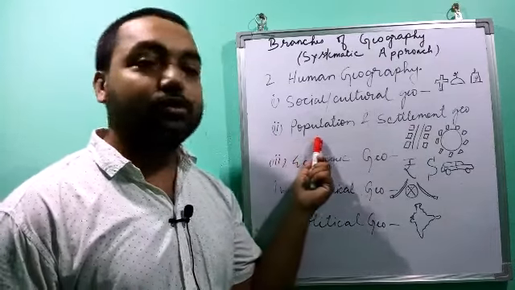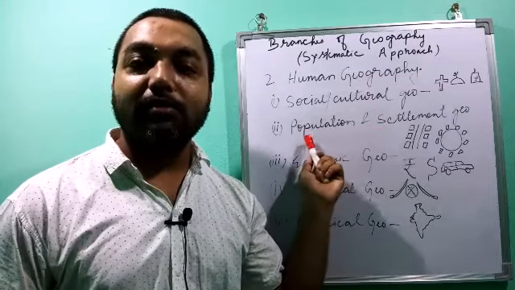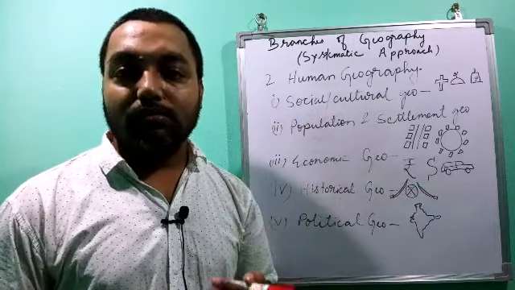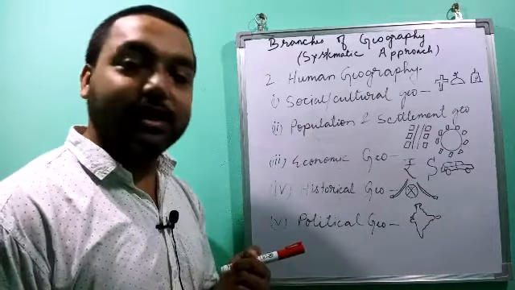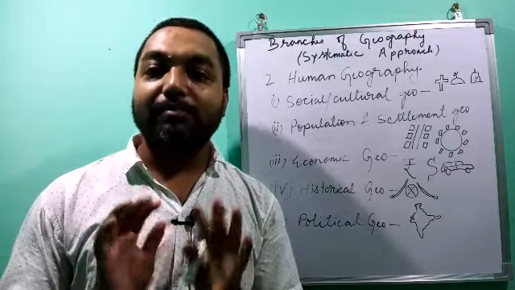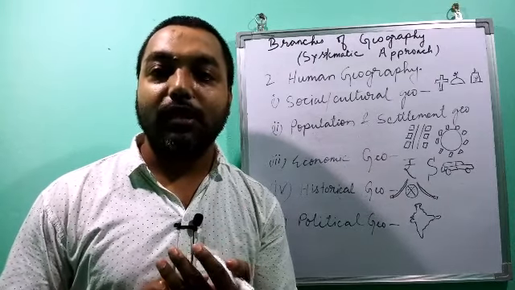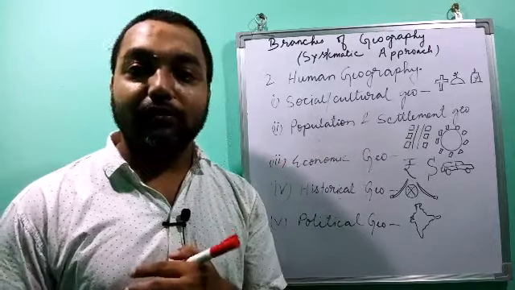Next is population and settlement geography. In population geography we study population, growth of population, birth rate, death rate, adult literacy rate, life expectancy at birth. So how it impacts the total population of a particular country, because the population of a particular country affects the total growth of the country.